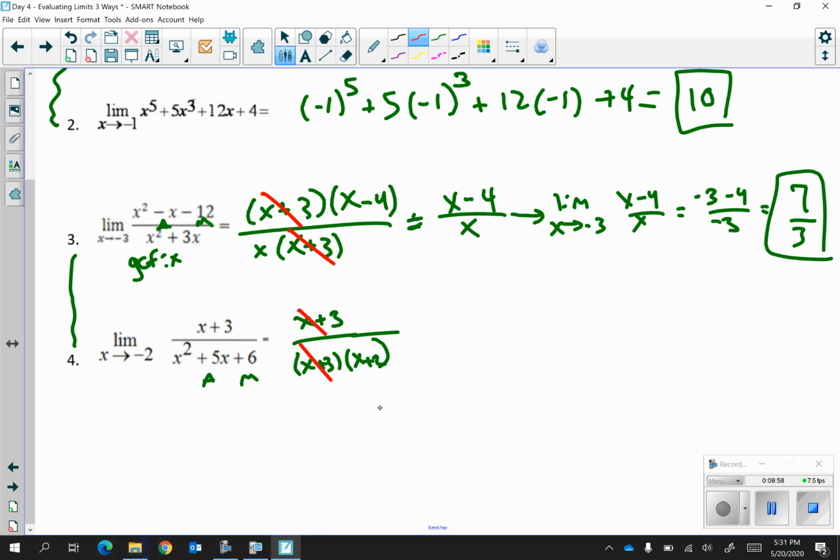The x plus 3 over x plus 3 reduces to 1, or cancels out if you like to say it that way. And just keep in mind, because you canceled out the x plus 3 doesn't mean there's now nothing up top. It reduces to 1. So we're going to replace it with a 1 over x plus 2. That means we can rewrite the limit as x approaches negative 2 of 1 over x plus 2. Now we can use the substitution method.